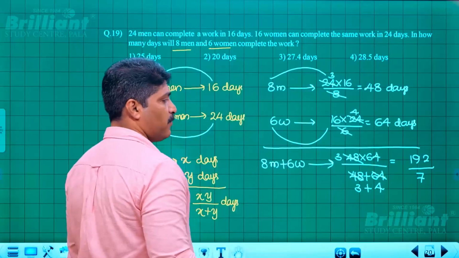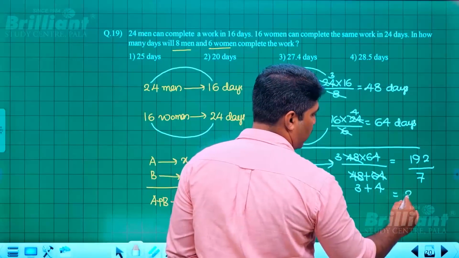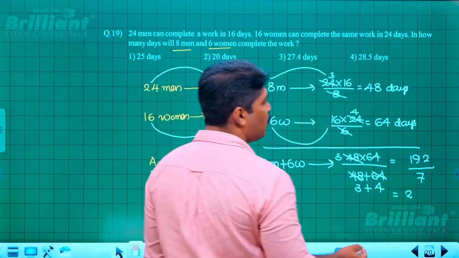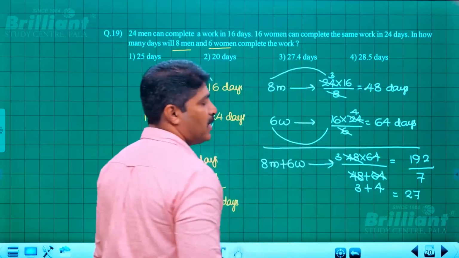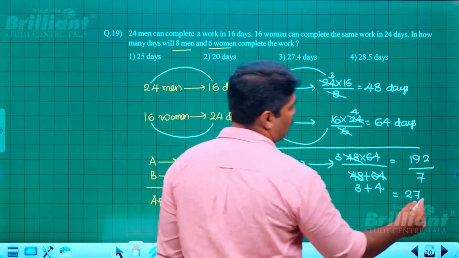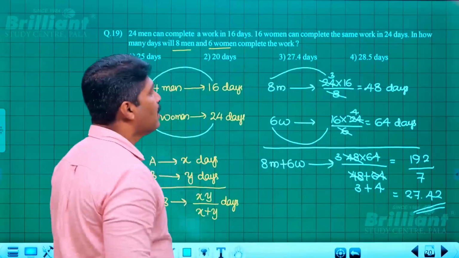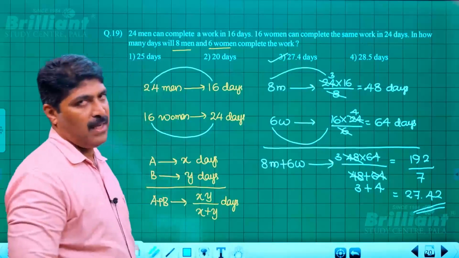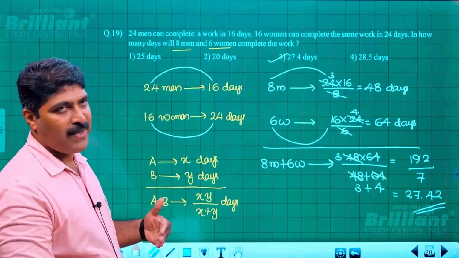Then simplify this one. What is 192 by 7? 2 times 7 is 14. 5 is there, 52. 7 times 7 is 49. Then 3 by 7 is there. So that is 4, 2. So this is the answer. Therefore the answer is 27.4 days. It's a bit calculative and a little more concept-wise approach.